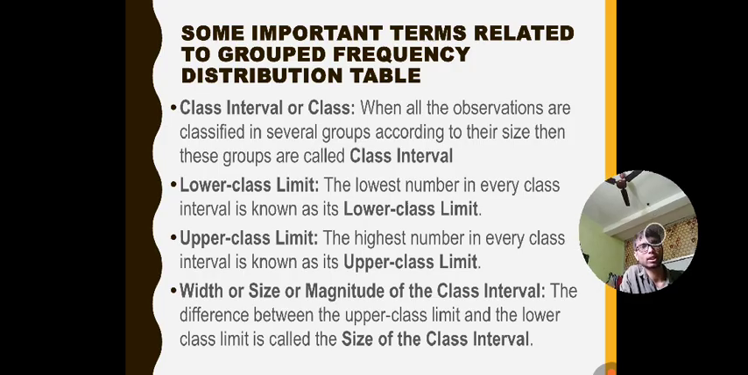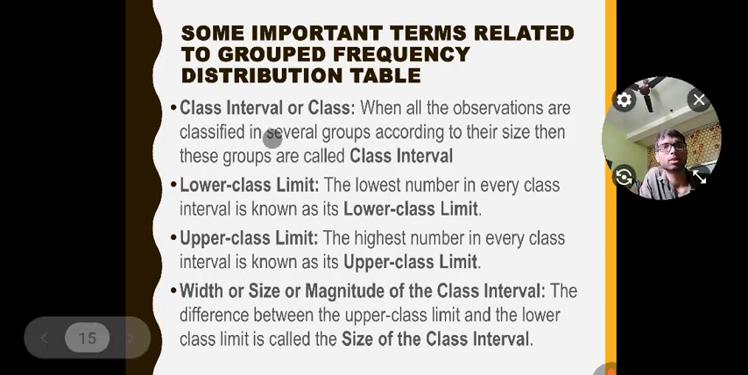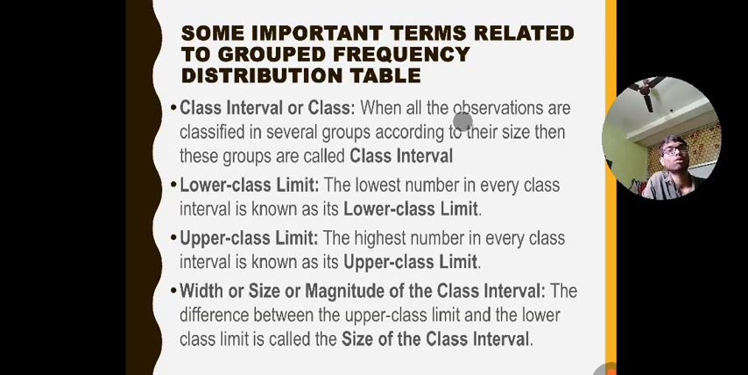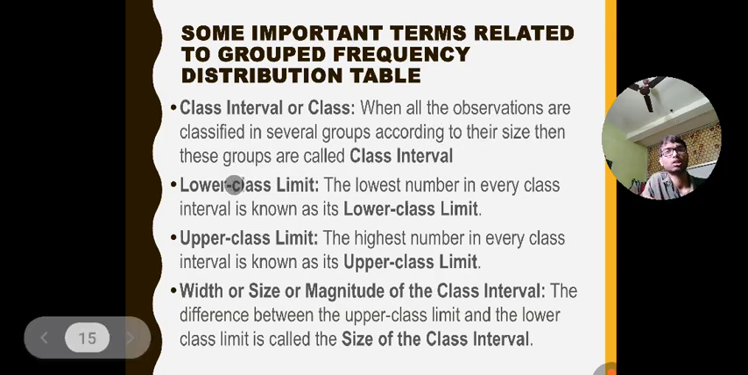How does it look? Some important terms related to the grouped frequency distribution table: class interval or class. We will see what it is. When all the observations are classified into several groups according to their size, these groups are called class intervals. Okay, we are just adding it. Lower class limit.